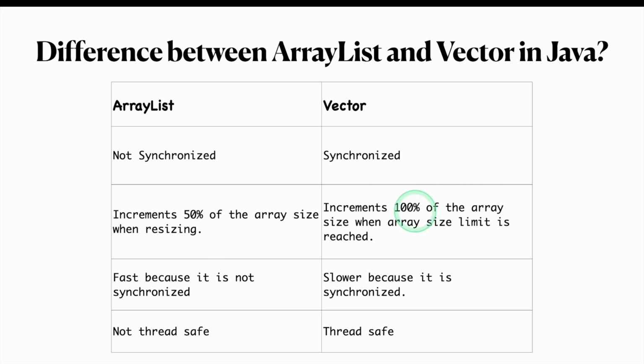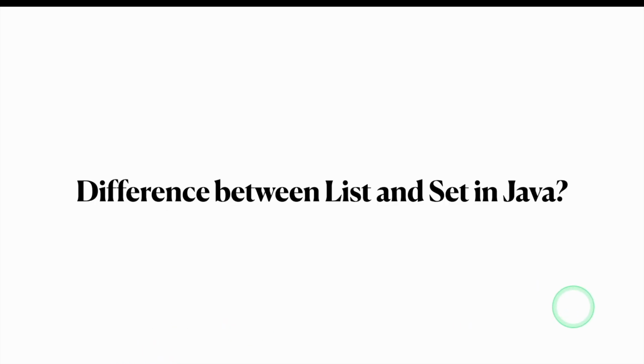And when it comes to Vector, it increases 100% of the array size. ArrayList is fast, of course, because it is not synchronized. Vector is slower because it is synchronized and thread safe. Acquiring locks and all the other stuff makes it slow. ArrayList is not thread safe, but Vector is thread safe, of course, because of synchronization.